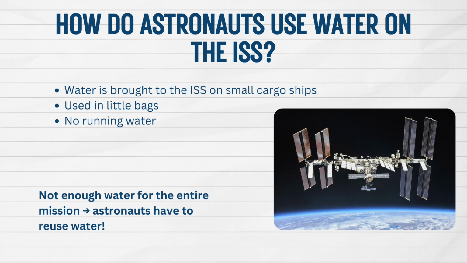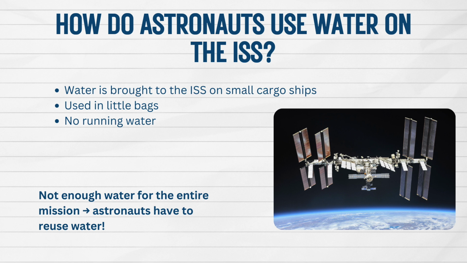So on the ISS, water is brought there on small cargo ships that come after. They're stored in little bags and there's no running water. So when an astronaut brushes their teeth, they will squeeze out some water from a little bag and they will use that. The shower could be a little bag as well, and because there's no gravity and the water is not being pulled down the person's body, they will actually have to rub it into their skin with a cloth.